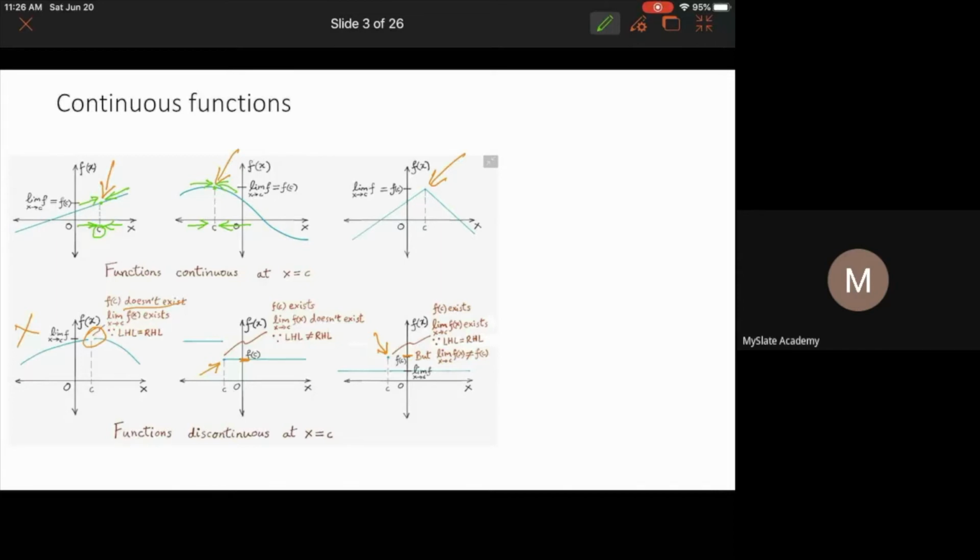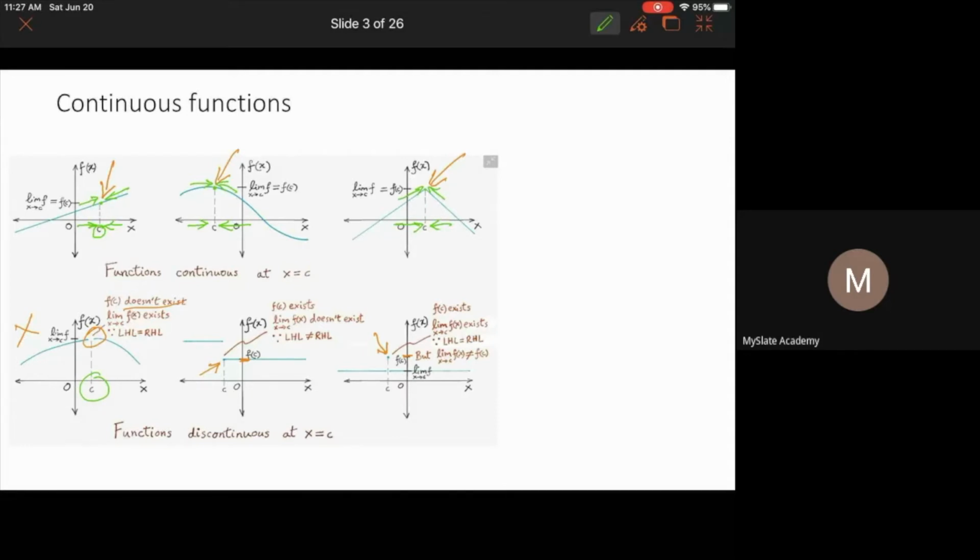Look at this third function on the right. As you approach x equal to c from the left side, the function approaches this value. As you approach from the right side, the function approaches the same value, which also happens to be the value that it takes at x equal to c. Now this bottom right function is not even defined at x equal to c, so there's no question of continuity, because it doesn't have any value there. What about this function here on the bottom middle?